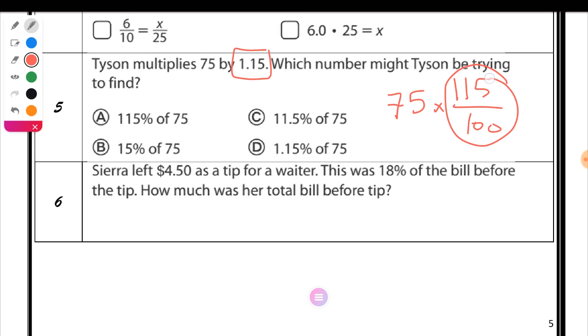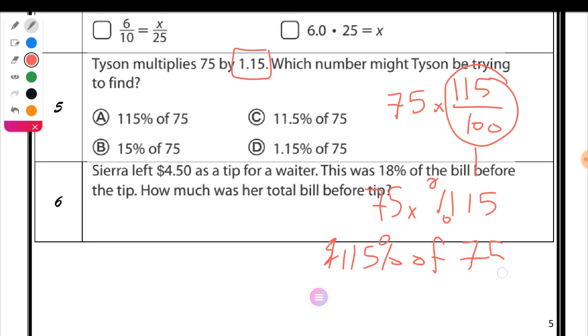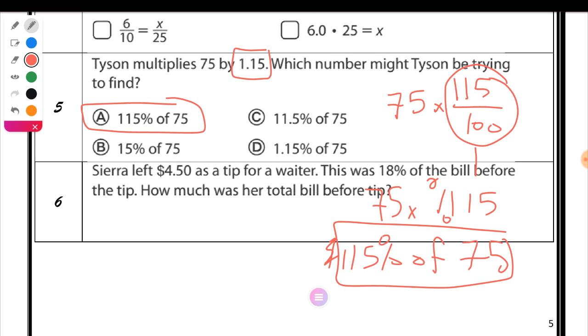So I can write this as what? As a percent. So I can write it as 115 percent multiply 75. So 100 here means what? So I can write it as 115% of 75. Yes, because of means multiply. So I can choose which one. Which one? Yes, the first one. That's right. Last question.